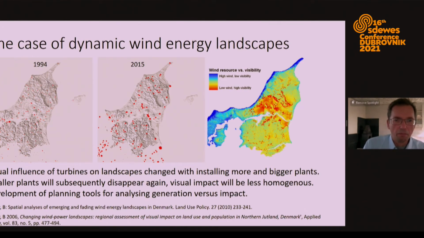Now, the problem is that bigger turbines are more visible over larger distances. However, planning favors them to be located in clusters, and that leads to the fact that with technological change, after 20 years or so, most older turbines have disappeared and only the large and big ones remain. That means the visual impact will be distributed less homogeneously across the country. And what we really need is to develop planning tools that look at this adverse effect. For example, how wind resources versus availability react, because the places where many wind turbines are being installed may not necessarily be those areas where they cause little environmental impact through visibility.